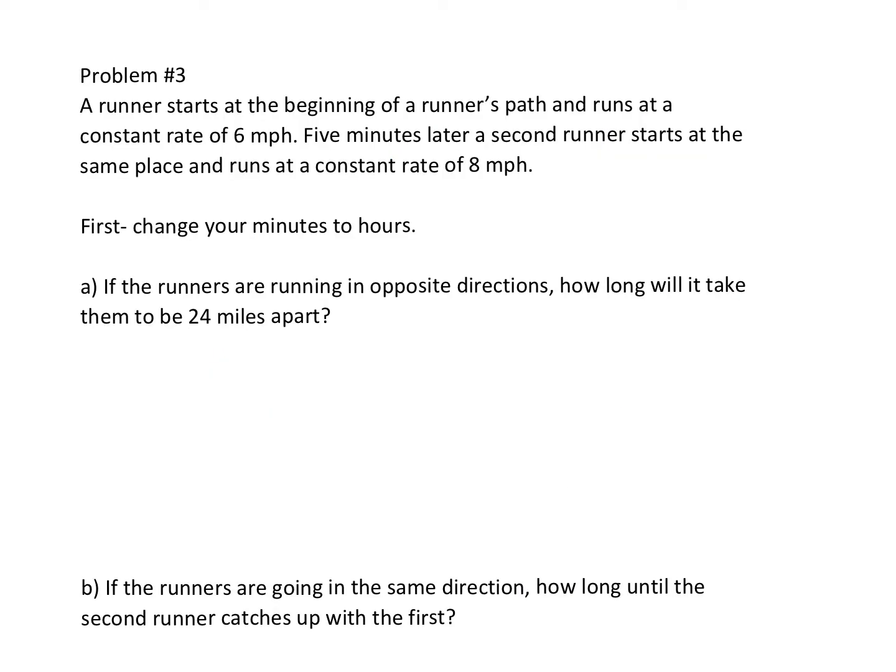Our third example is a distance example. And we do need to know the distance is rate times time. So let's read this problem. A runner starts at the beginning of a runner's path and runs at a constant rate of 6 miles per hour. 5 minutes later, a second runner starts at the same place and runs at a constant rate of 8 miles per hour.